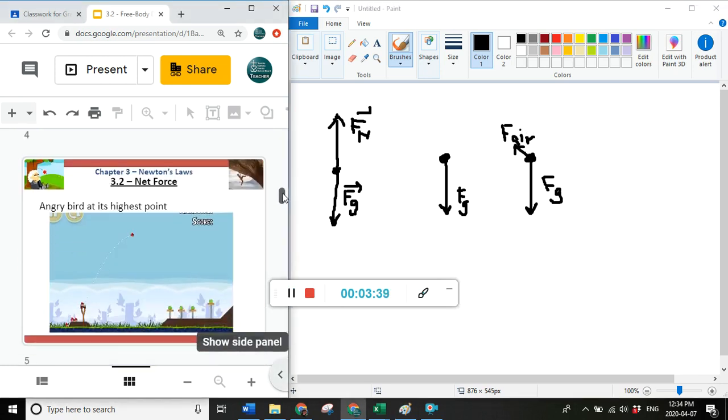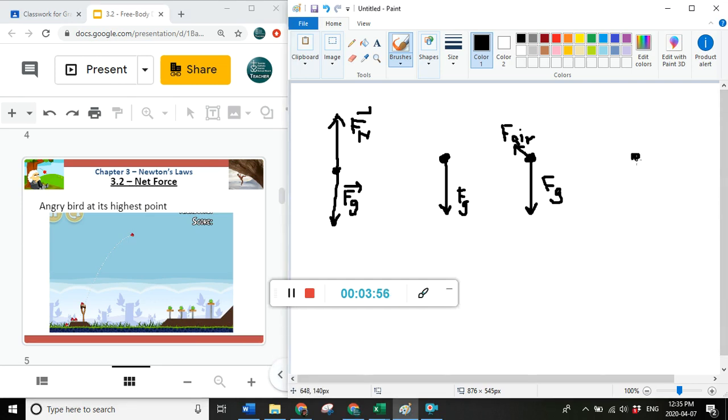Okay, let's continue. Now we have an angry bird at its highest point. So you remember when a bird gets launched, it's going to temporarily, for just a split second, not be moving up or down. It's going to stop moving up or down for a split second at the top of this parabola. But that doesn't really impact the free body diagram. I have my dot. Force of gravity is always acting on any object on Earth, right? You can't escape gravity even for a split second.